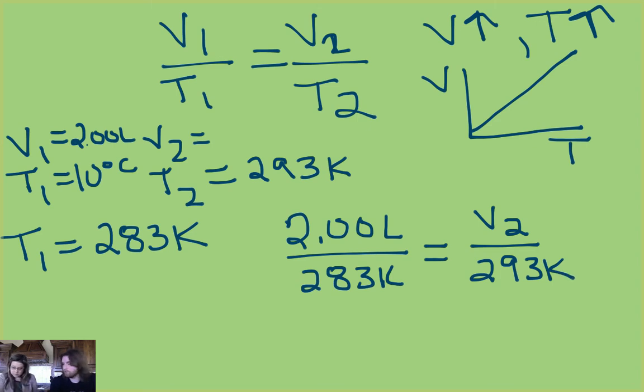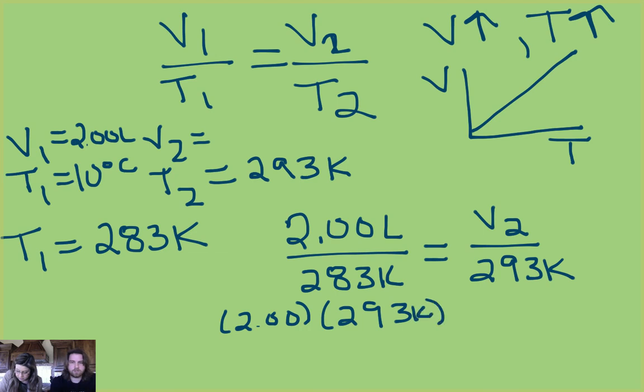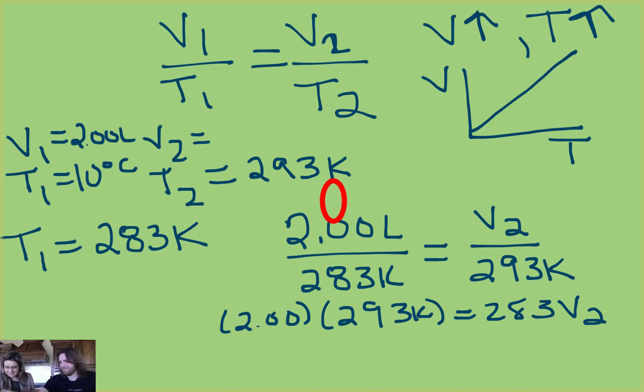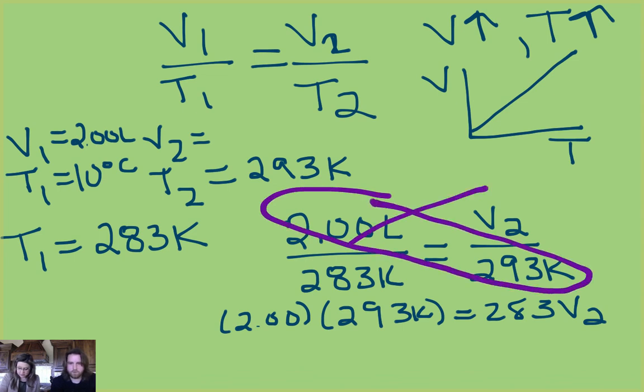All right, so this is pretty easy. We're going to cross multiply here. So we're going to do 283 times V2. Remember how to cross multiply from math. And 2 liters times 293. So let me show them. We're going to combine these two. Well, that's not going to work. Let me get rid of that. Undo. There we go. Okay. So you're going to combine, just circle it. These two. Multiply those together. That was way more difficult than it should have been.